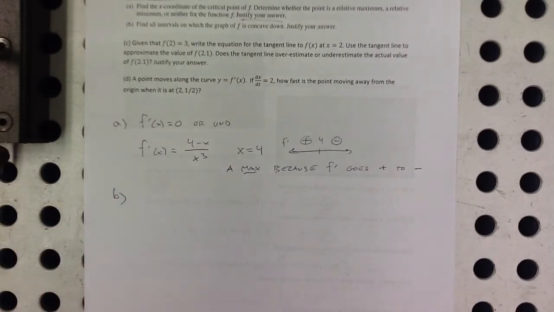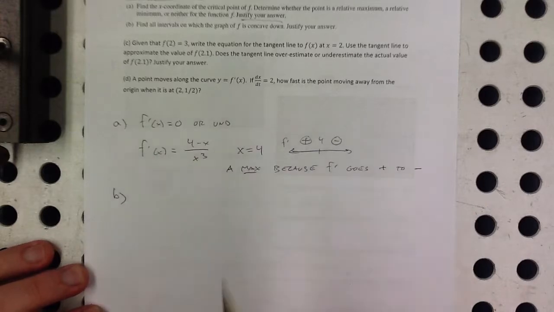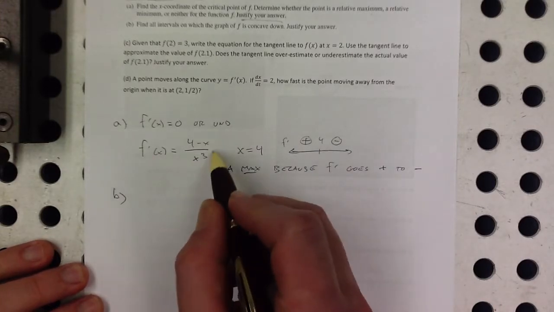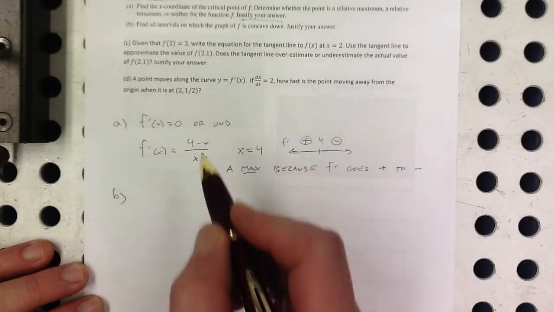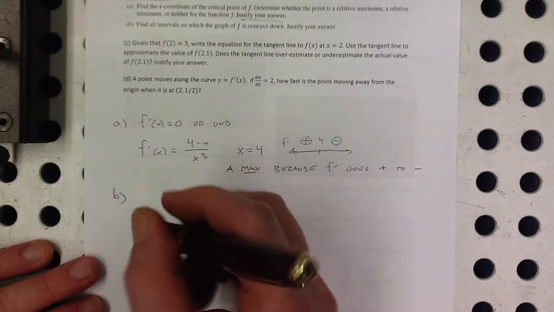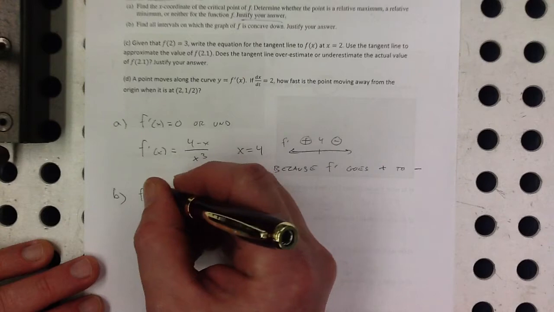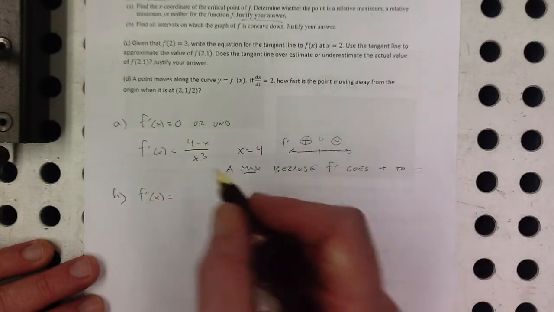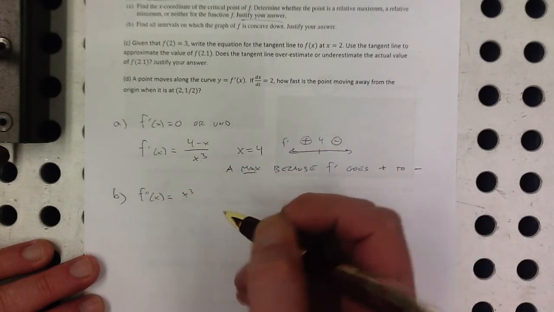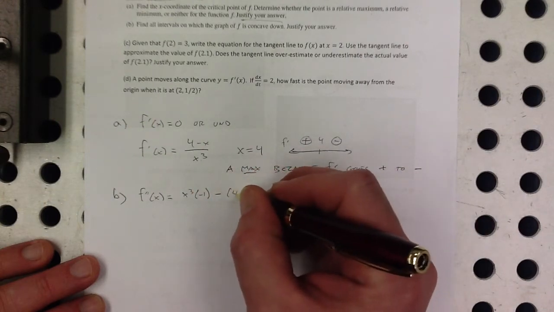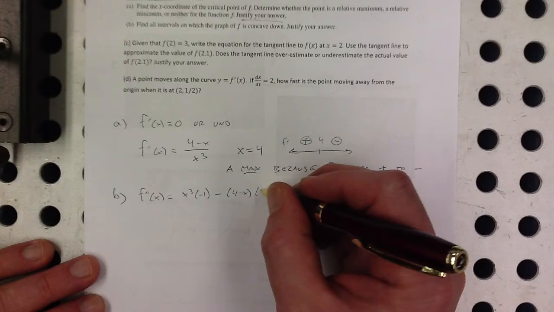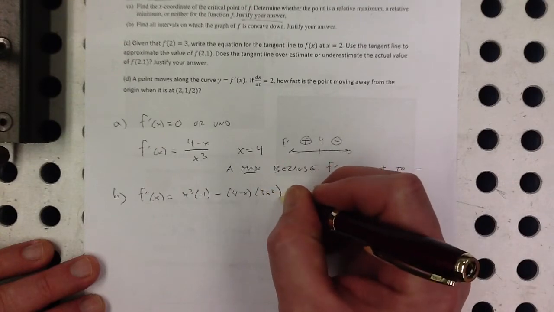B. Find all intervals on which the graph of f is concave down. All right, for that we need the second derivative. You can do it in this form, or you could go back and do the product rule with this. I think I'm going to go ahead and use this. Let's see how that looks. So low d high minus high d low.